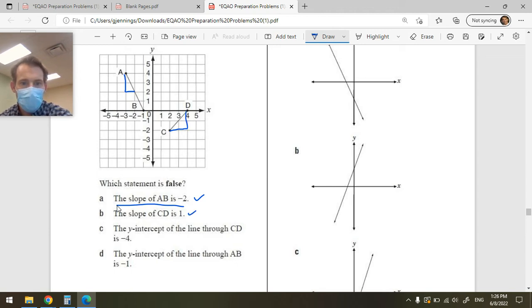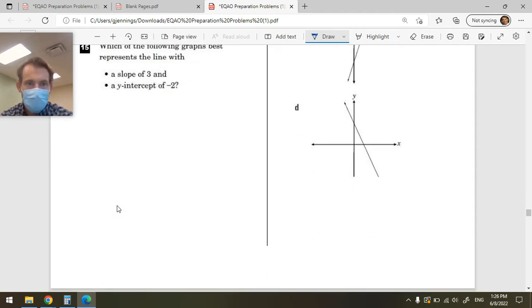The y-intercept of the line through CD is -4. Actually, that's true. See, it would hit down there at -4. The y-intercept of the line through AB is -1. That's not true, because I would run 1 and rise -2. So it would actually cross down there, you see. It would be -2. So this one is false. It's the best answer. Carrying on.